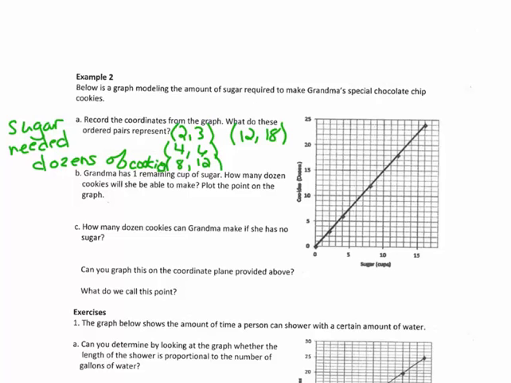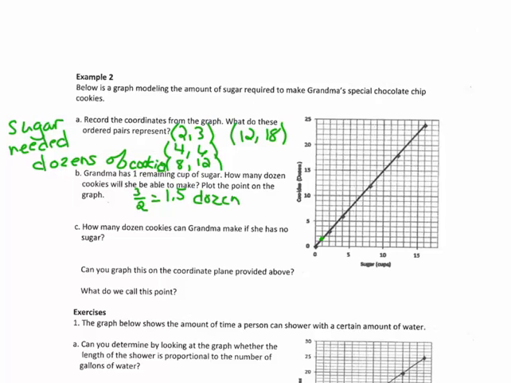So that's telling me, here's 1 cup of sugar. Here's the point where it touches the graph. So how would I figure that out? Well, I know if she has 2 cups, she can make 3 dozen cookies. So they're really asking me to do a unit rate. 3 divided by 2 is going to be 1.5 dozen cookies. That's your unit rate.